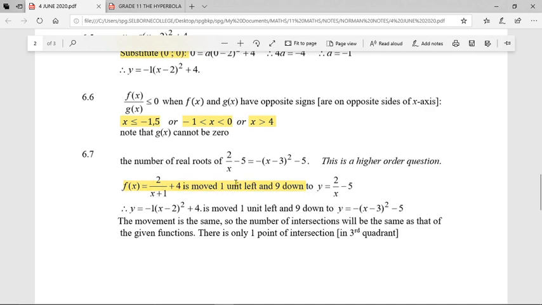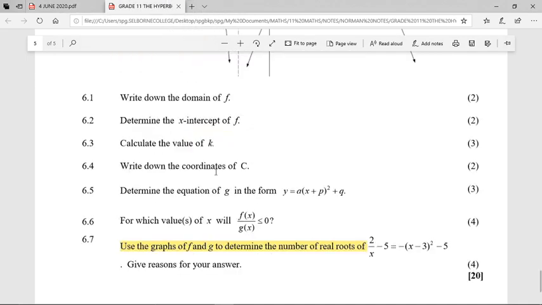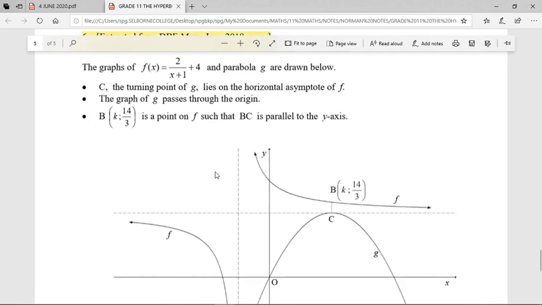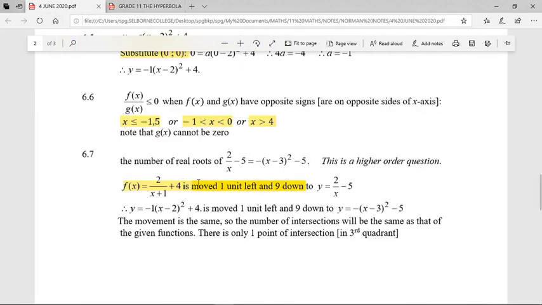Now, what is this? So this should be to the right, hey? Let me just double check here. Wait. It's shifted to the left by 1. So I think this could be an error. It's moved 1 unit to the left. This should be right and 9 units down. How come 9 units down? Because plus 4 ended up being a minus 5.